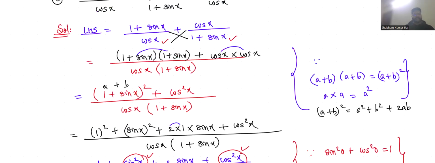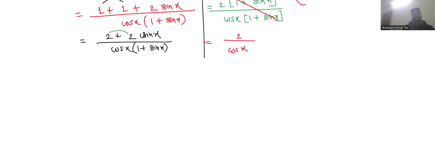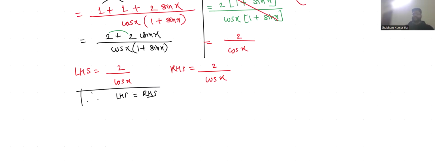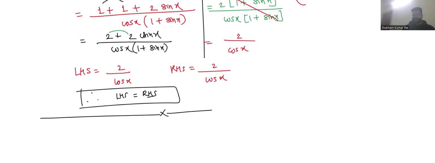So here we can say that we have got our left hand side that is 2 upon cos x, and we had our RHS also that was 2 upon cos x, right? So therefore we can say that left hand side is equal to right hand side. Now I hope it is very clear to each and everyone that we have discussed the type 4 level of question. Now let us discuss type 5 of question.